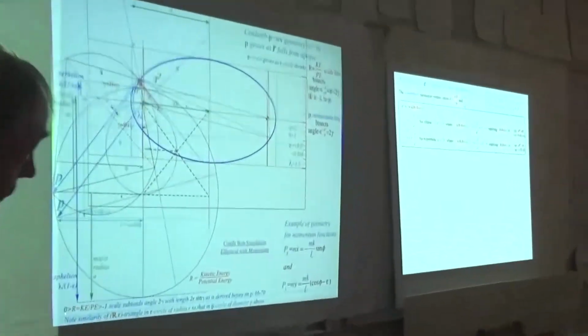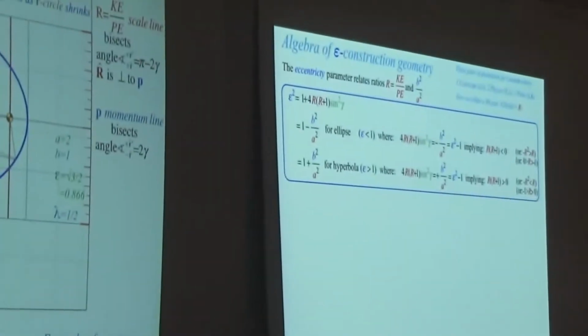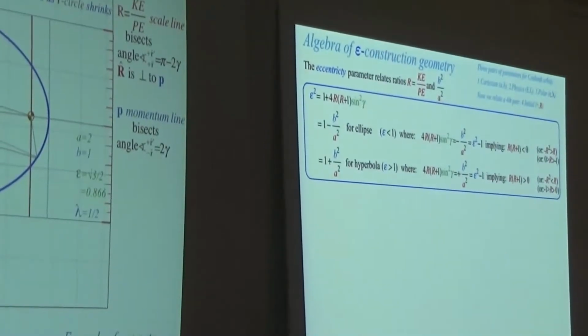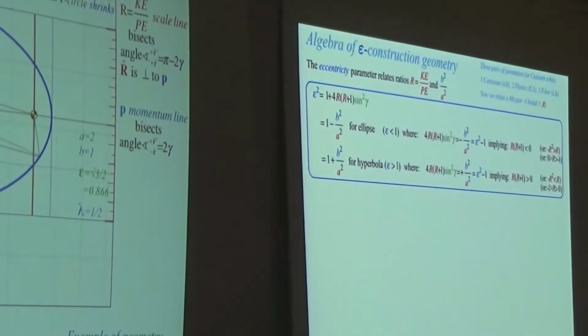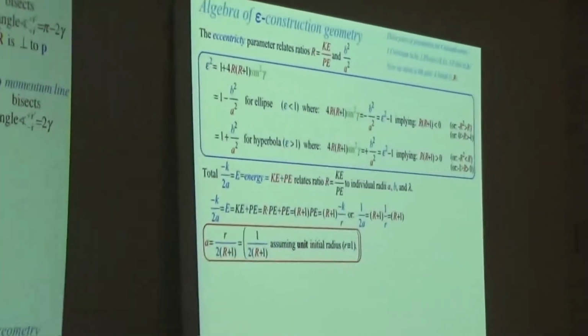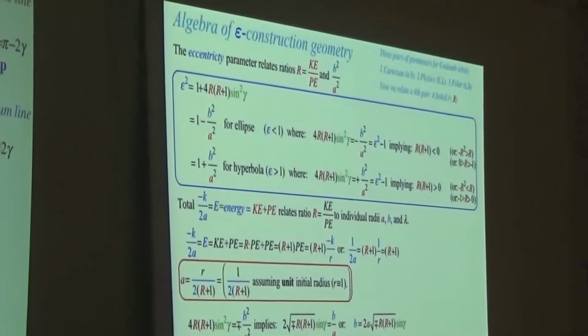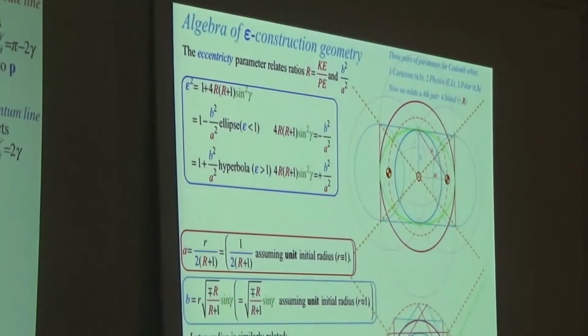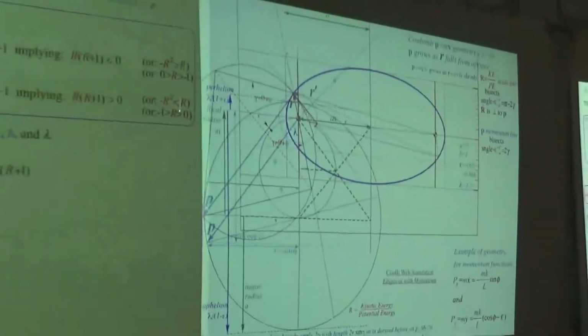Okay, this business here is kind of neat. The R, KE over PE, and the ratio B squared over A squared are parameters that we've already talked about, but the fact that you can write them very easily in terms of R and gamma and get much simpler algebra, I think is worth noting. And that's kind of a summation of the whole idea right there.